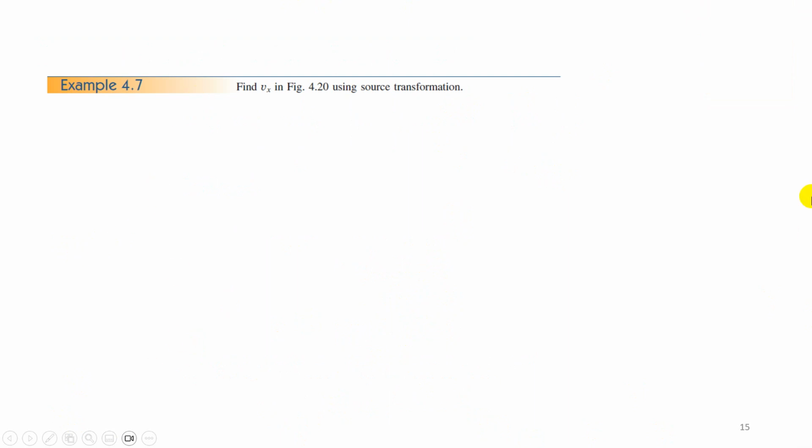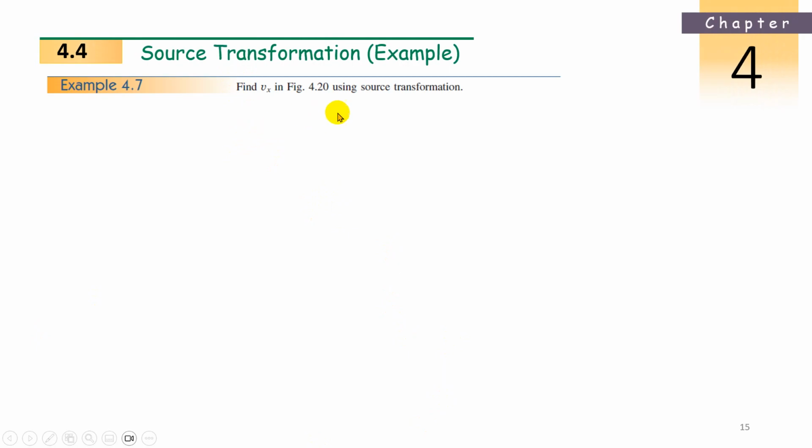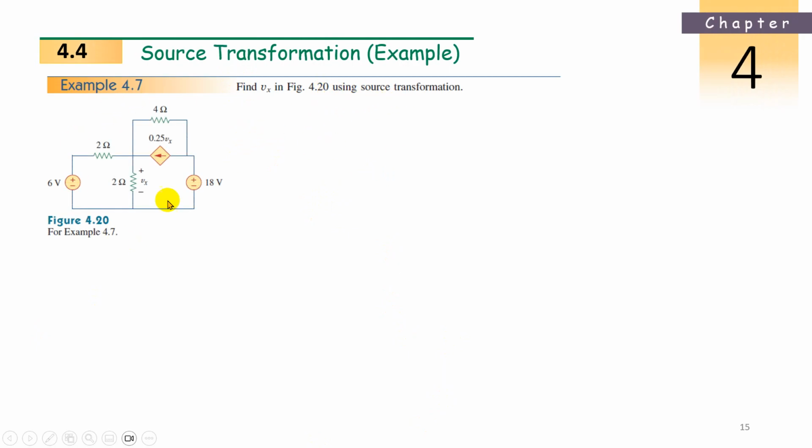Last, another example. Yeah, another example I will finish in 10 minutes, then you can go. So find Vx for figure 4.2, use source transformation. Now here some more complexity. What is the complexity here? We got a dependent voltage source. Dependent voltage source is here, right? So this voltage source we should not touch. We can use it in the equations, you can calculate, but we cannot rearrange it with the source transformation.